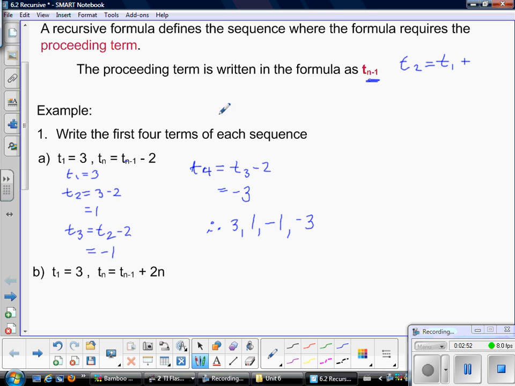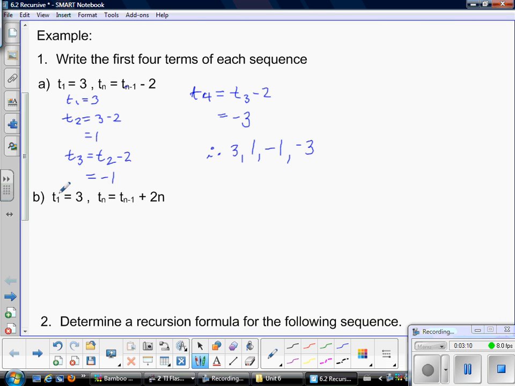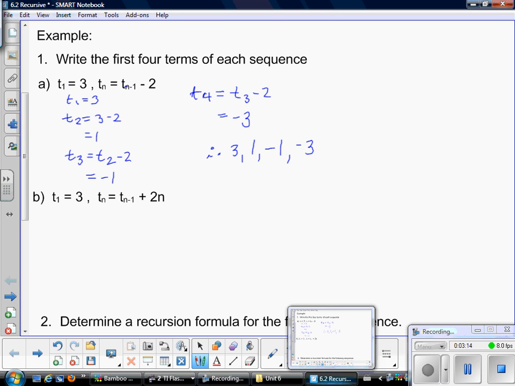Now you can see some limitations with recursive formulas, in the sense that I need to know the term before. Compared to what we were doing the other day, if I asked you to find t10, the formula would find that for me. I wouldn't need to know what the 9th term was. So here's another recursive formula, very similar to the previous one.